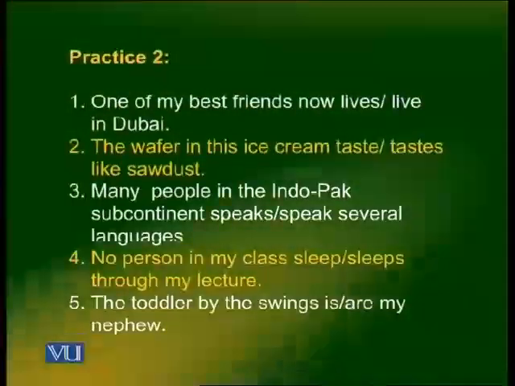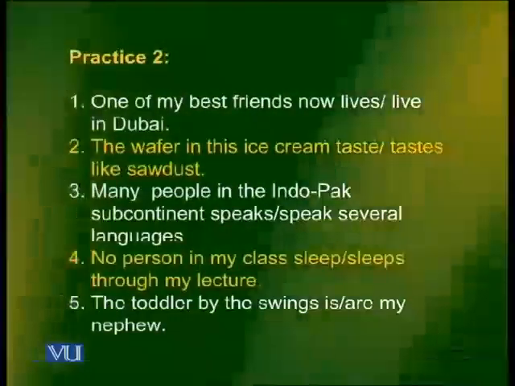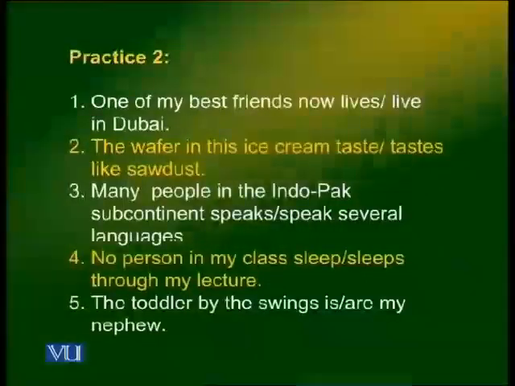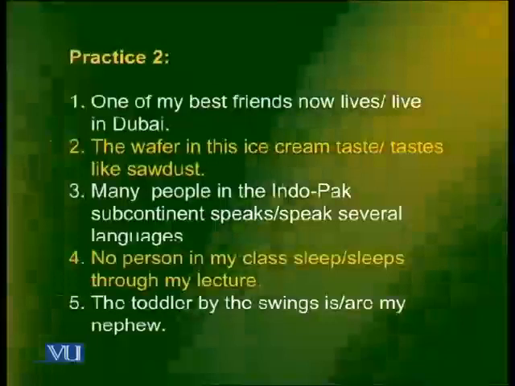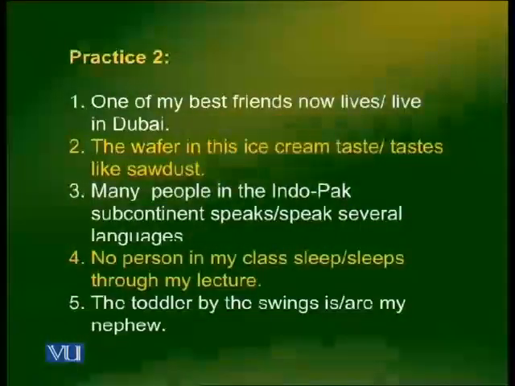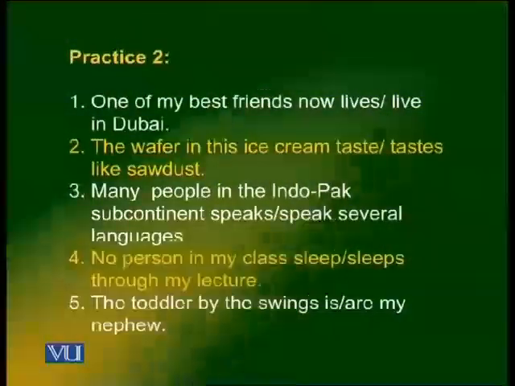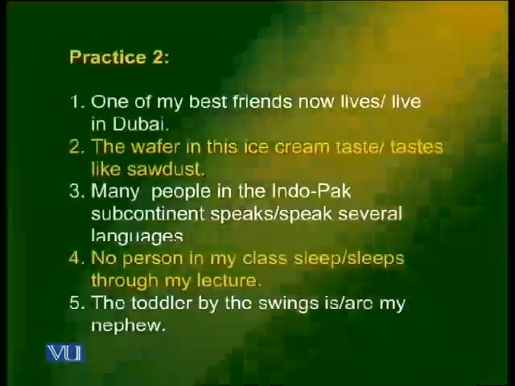And sentence number 5, the toddler by the swings is my nephew. And the prepositional phrase over there is by the swings. The subject of that sentence is toddler, and the verb is is. So you've got practice in spotting verbs, prepositional phrases and subjects.